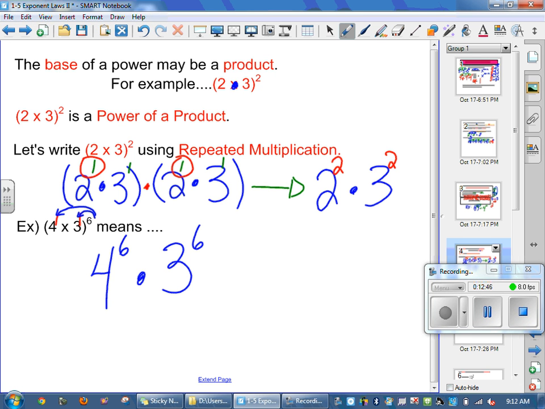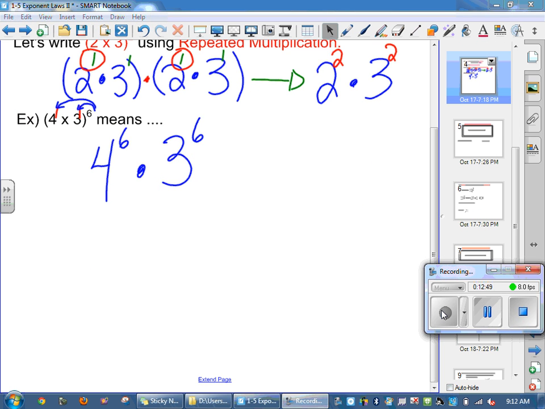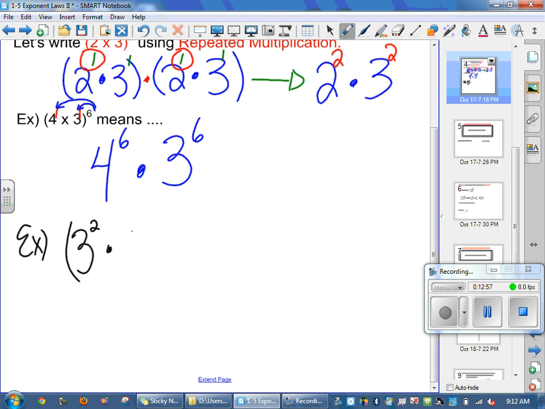Let's try one more. Let's say I have this. 3 squared times 2 to the 4th all to the 5th power. This is where it gets important, that you know which bases are the same. So it's saying I have 5 sets of those. So what I'm going to do with the outside 5, who do I multiply it to? The exponents only. So I don't multiply it to the big numbers. So I only multiply it to those exponents on the inside. Okay? My base 3 and my base 2, they stay the same.